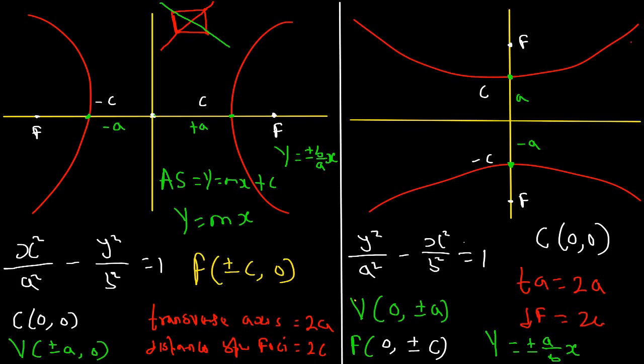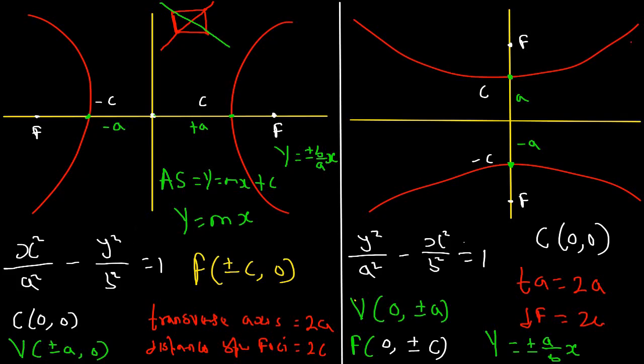So this is what you actually need to be familiar with in order to successfully solve most problems involving hyperbola. You can be asked to find the equation, coordinates of vertices, coordinates of foci, transverse axis, the distance between the two foci, and the equation of the asymptotes. Now, to put this to good use, let's consider some practice problems.